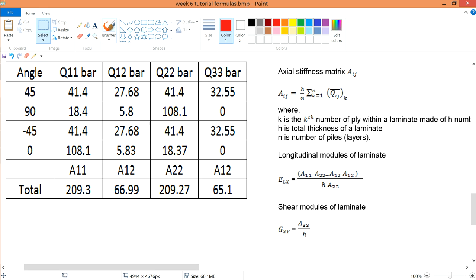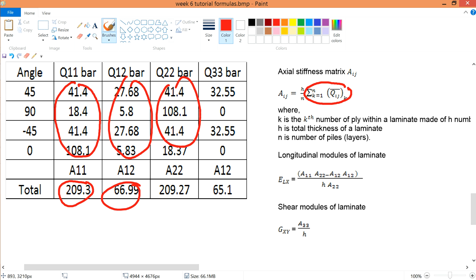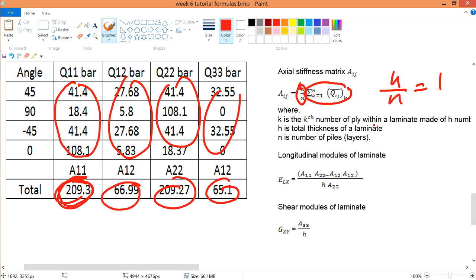Okay, so this portion aij has two portions. You're going to sum out all the qij. So I sum all of this, I will have this value. I sum all of this, I will have this value. Same thing, this value. And why am I saying that this value is A11 is because h divided by n is equal to 1. And this is why aij is equal to the summation of qij, and that's it.